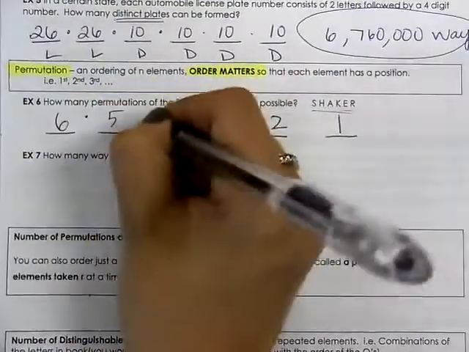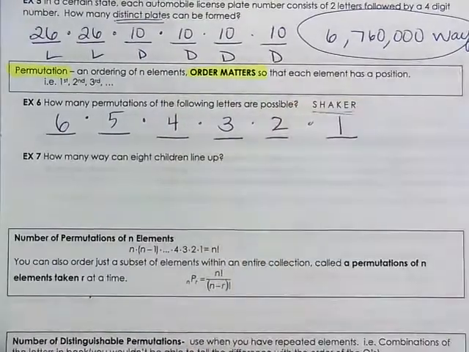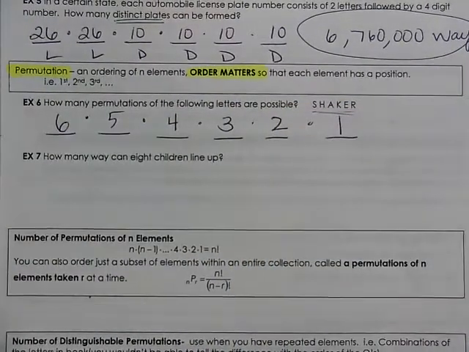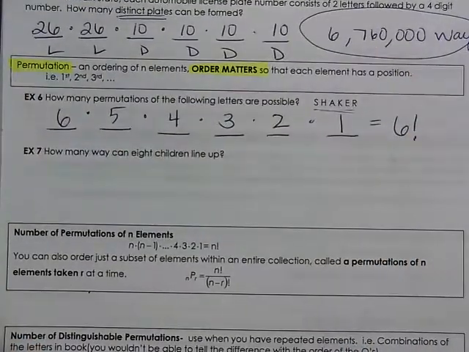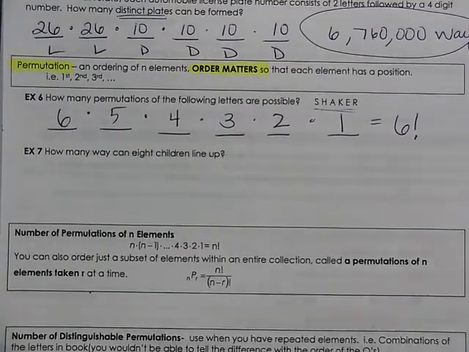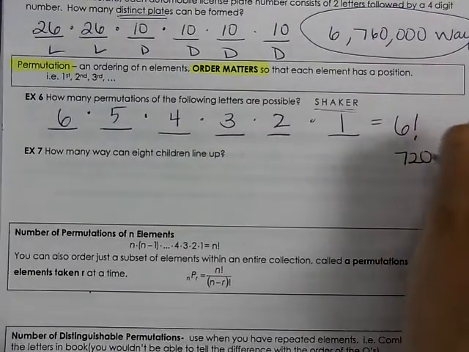And then what you do is you multiply all of these together. Well, what is 6 times 5 times 4 times 3 times 2 times 1? 6 factorial. So with the permutation, you're going to use factorial. Okay? Because order matters. So every time you fill a position, there's one less option available. So this is 720.